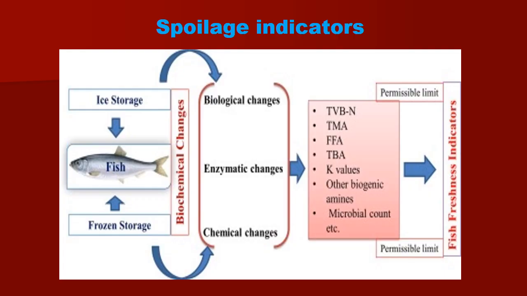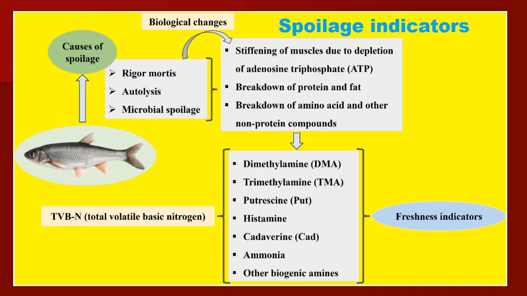Some of the common indicators here are total volatile basic nitrogen, then trimethylamine, which comes from trimethylamine oxide, then free fatty acid, thiobarbituric acid (TBA), K values, and other biogenic amines. From protein, when it breaks, it forms amino acids, and from that amines are formed. Also sometimes we can measure the microbial count. So different microorganisms we can count. These are the indicators for spoilage which we can use to measure freshness or spoilage.